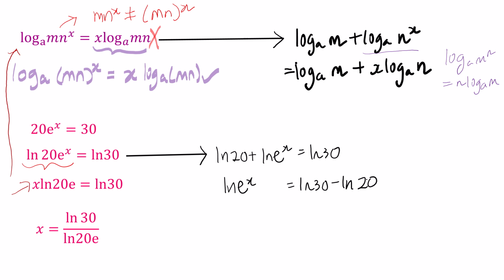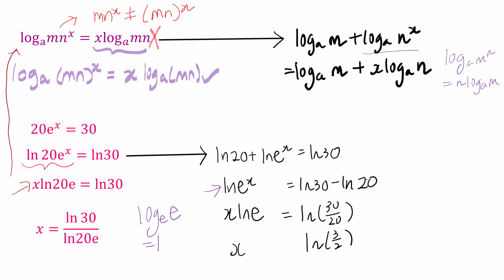Simplify ln 30 minus ln 20 to get ln 30 over 20. And also apply the power law for this. And ln e is 1, because ln e is basically log base e of e. So that gives you 1. So x will be ln 3 over 2.